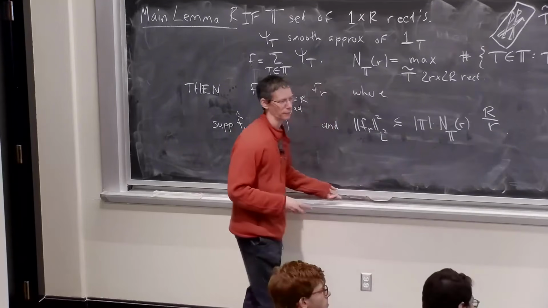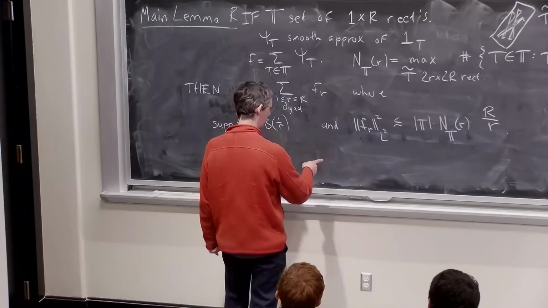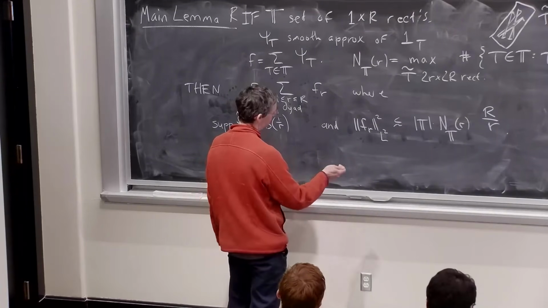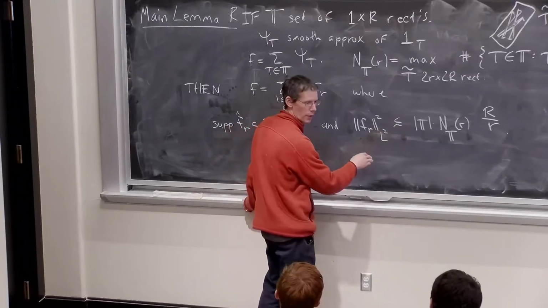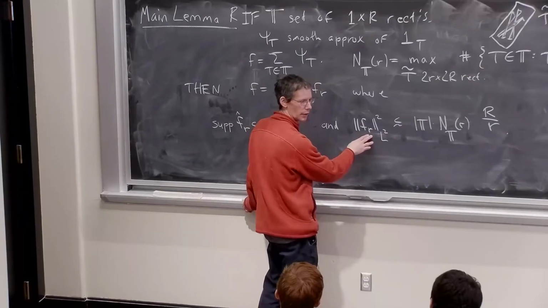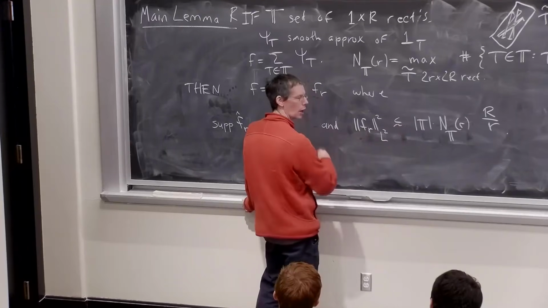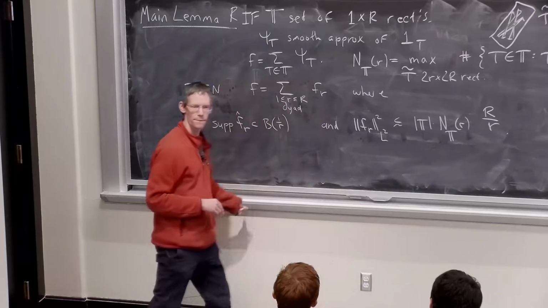Yes? The f_r are orthogonal? The f_r are orthogonal. If we didn't know they were orthogonal, we would lose a little bit. We'd have to do Cauchy-Schwarz to compute the L2 norm of f. But the amount that we would lose would be like a log R, which is relatively minor.